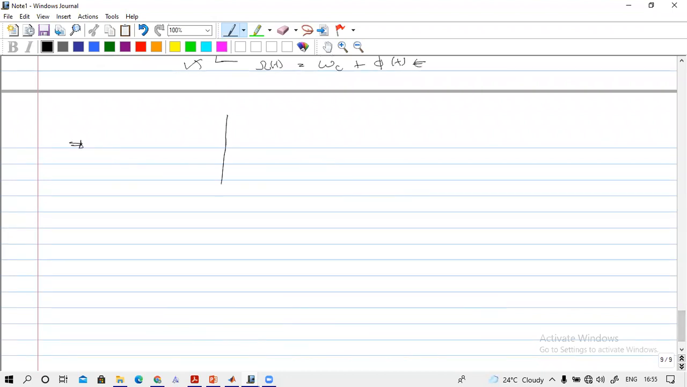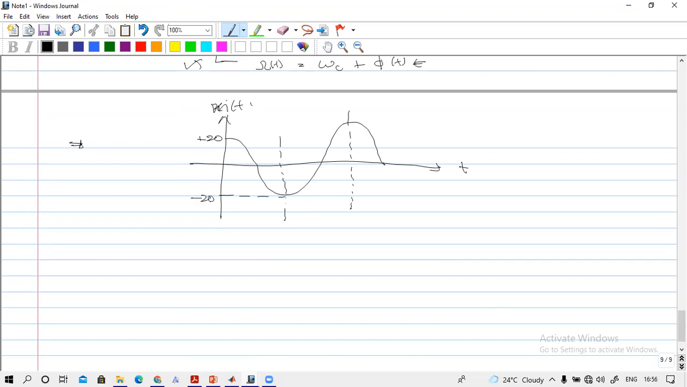If I draw our message signal again, we have drawn it previously also. It will look like this. This is half of a cycle, and this is a full cycle. This is our m(t). This is plus 20 and this will be minus 20. You can see that the frequency is 100, so one cycle duration is 0.01. So here it is 0.0075, here it is 0.005, here it is 0.0025, and here it is 0. This is our message signal.